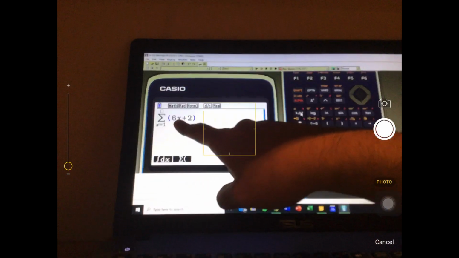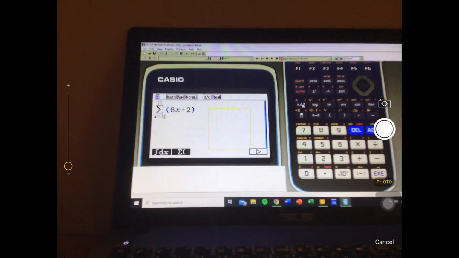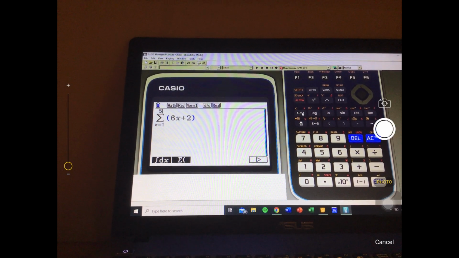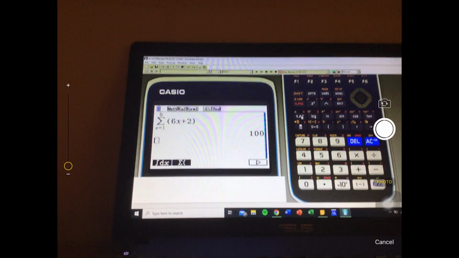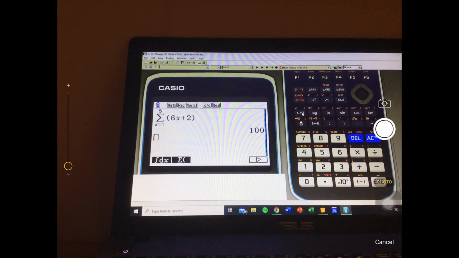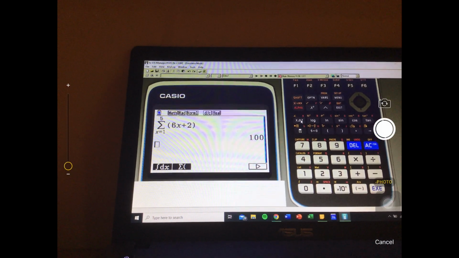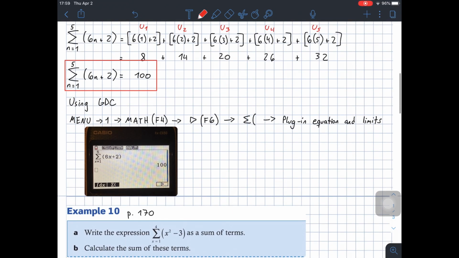If we wrote n here, we should write n there, but in this case we wrote x in both, so x equals 1, from x equals 1 to x equals 5, right? We went from the first term to the fifth term. And once we've done this, we click on execute, and there we get the result, 100. That means the calculator calculated all of the terms and added them all together to get 100, okay? So this is the summary of the steps you need to follow in order to calculate the sum of the first 5 terms of this sequence, which is this screen over here.